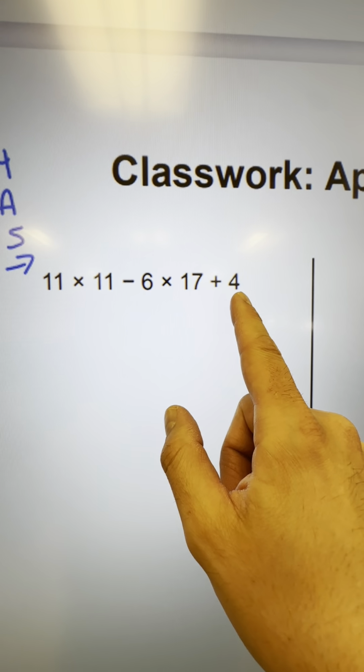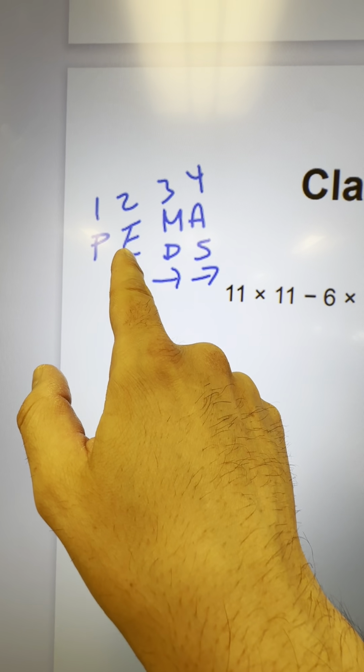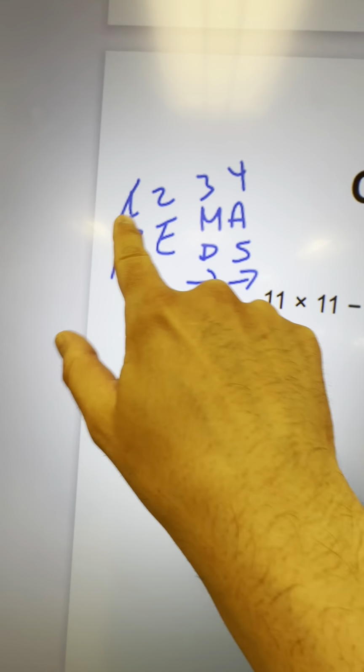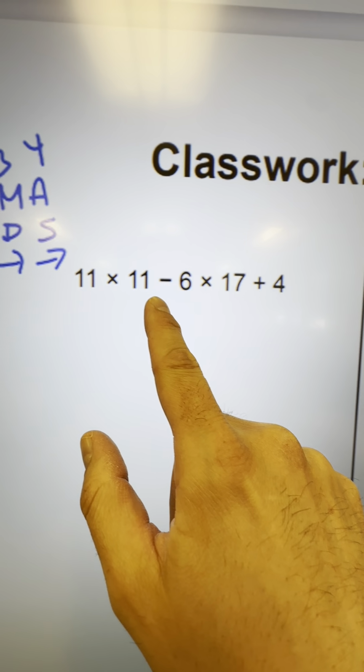There are no parentheses here, so that means I can skip that step and go on to the next one. But remember, just use it like a checklist. This one's all set. There's nothing left to do with parentheses. Step 2 is exponents. I do not have any exponents here, so I know I'm done with step 2.